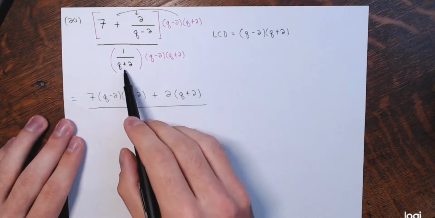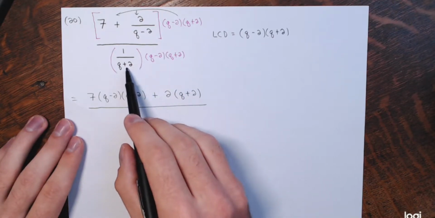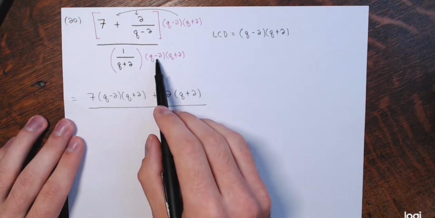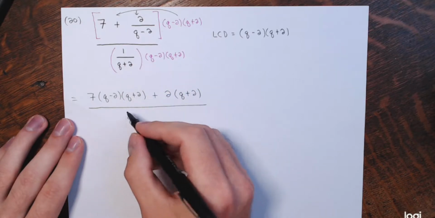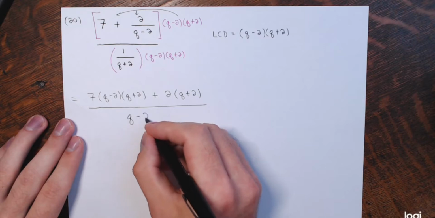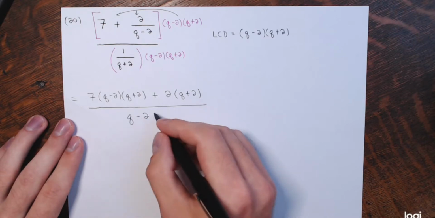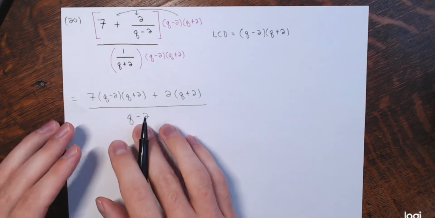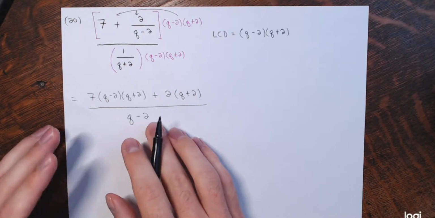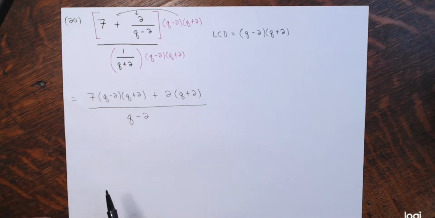And then in the denominator, this q plus 2 would cancel, leaving me with just q minus 2, right? Or 1 times q minus 2, but that's just q minus 2. And you can put parentheses if you want, because it's already completely factored. Q minus 2 would be its own factor. Okay.